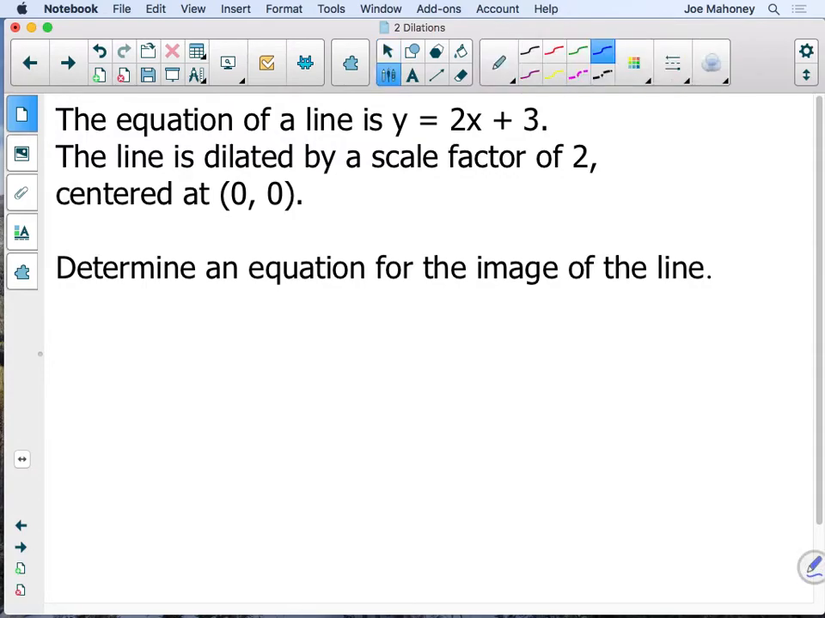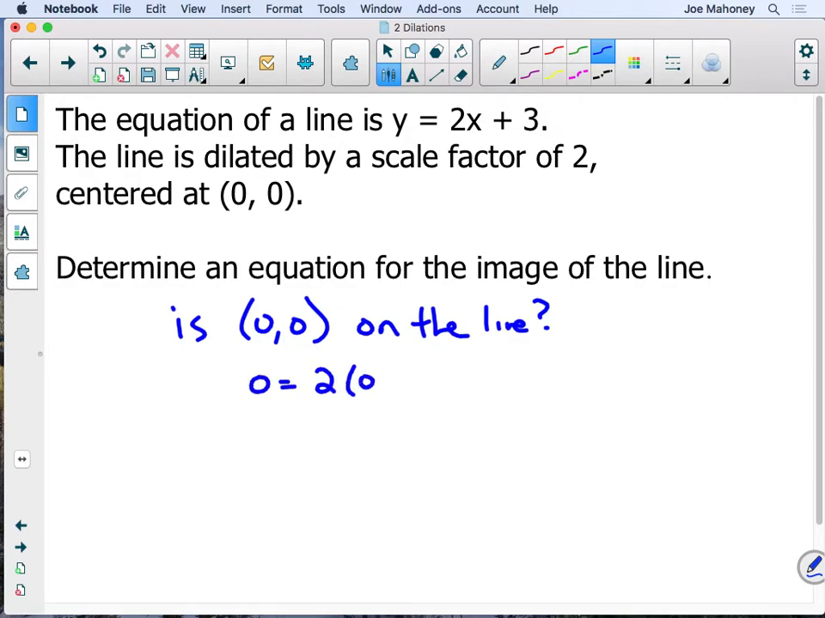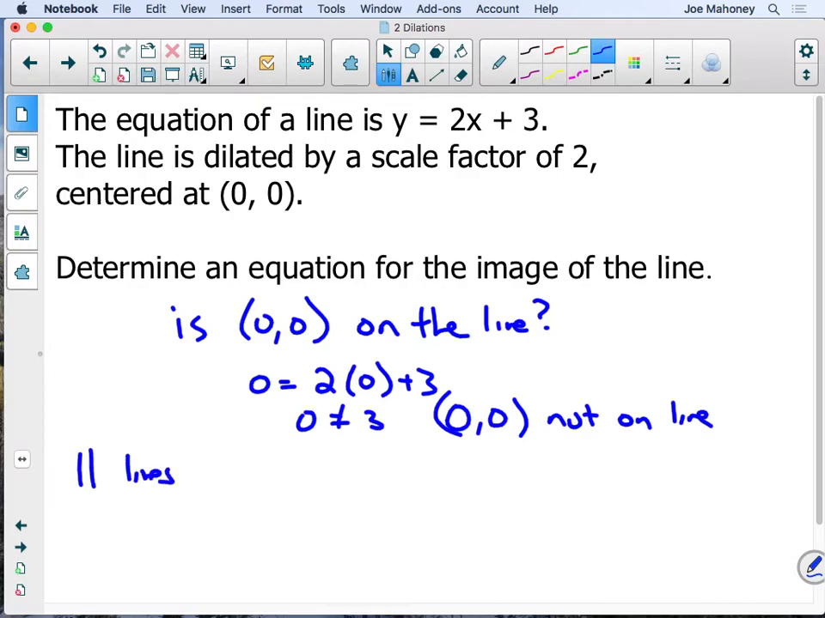Well, the first thing I'm going to ask myself is, is this point on the line? How do you check? You plug it in. Let's see. If I plug in 0 for x and 0 for y, I get 0 equals 2 times 0 plus 3. That's false because 2 times 0 is 0. So 0 does not equal 3. So 0, 0 is not on the line. So that means that it gets dilated and it moves to a parallel line. Remember, parallel lines have the same slope.